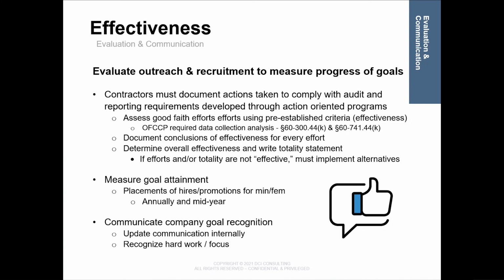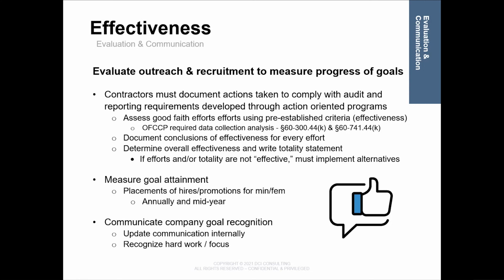It could be related to a number such as hires or a number of applicants or employees participating in a program. It could be training events and outcomes, recruiting event participation, how much of a budget was spent, or looking at the number or different types of quality of hires. The key here is that the criteria is pre-established and there is documentation surrounding a conclusion of this effectiveness criteria for every effort.